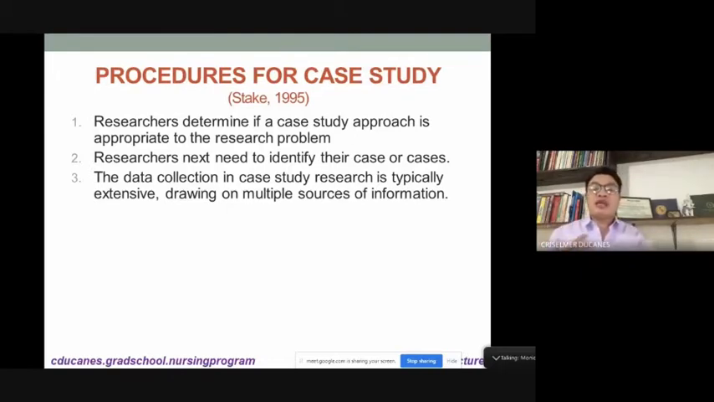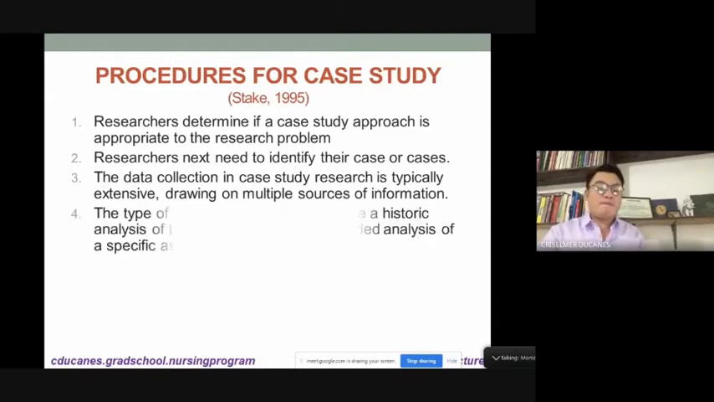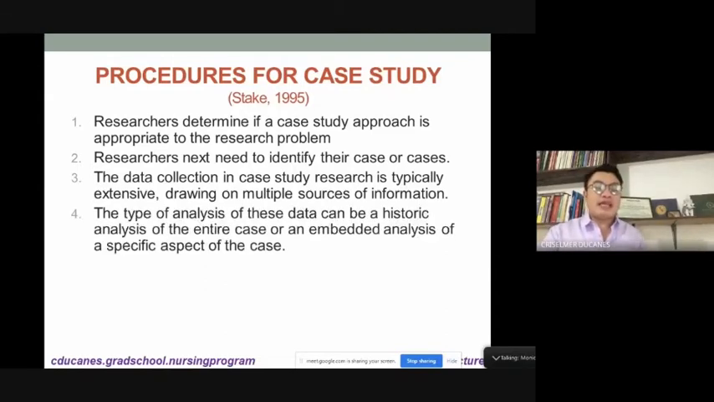So remember, the data collection is extensive because we want in-depth and detailed results and a detailed description of the experiences of a particular individual. And the type of analysis of these data can be historic analysis of the entire case or an embedded analysis of the specific aspect of the case.